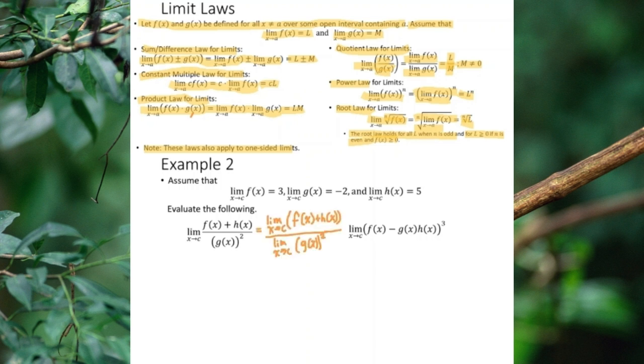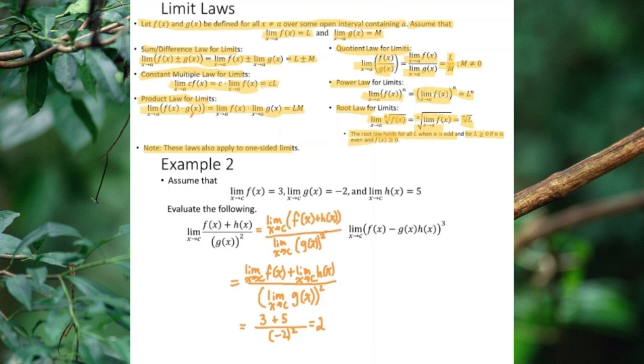And after applying the quotient rule, we have the limit as x approaches c of f of x plus h of x all over the limit as x approaches c of g of x squared. In the numerator, we can apply the sum difference laws since the last operation we perform is addition. So after applying the sum difference law, we have the limit as x approaches c of f of x plus the limit as x approaches c of h of x. As for the denominator, we can use the power law since we're squaring g of x, and that gives us the limit as x approaches c of g of x, quantity squared. Now from there, we can evaluate our limit for each individual function. As x approaches c, f of x approaches 3, h of x approaches 5, and g of x approaches negative 2. If we simplify from there, we get that our limit would be equal to 2.